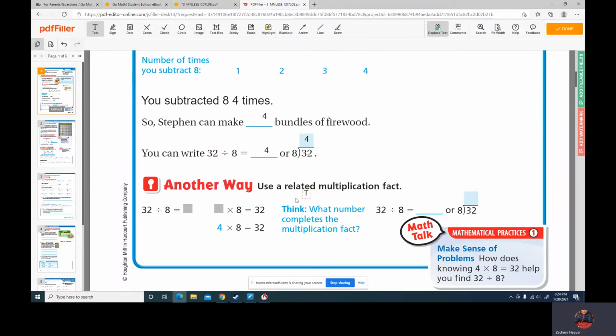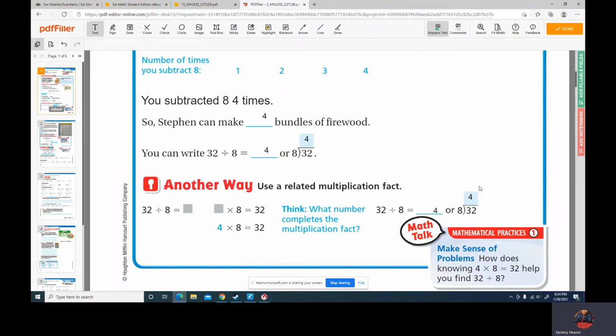And it says, use multiplication facts. Remember, 32, our dividend, is the same thing as our product in multiplication. So 32 divided by 8 equals what? Well, we know 4 times 8 equals 32.